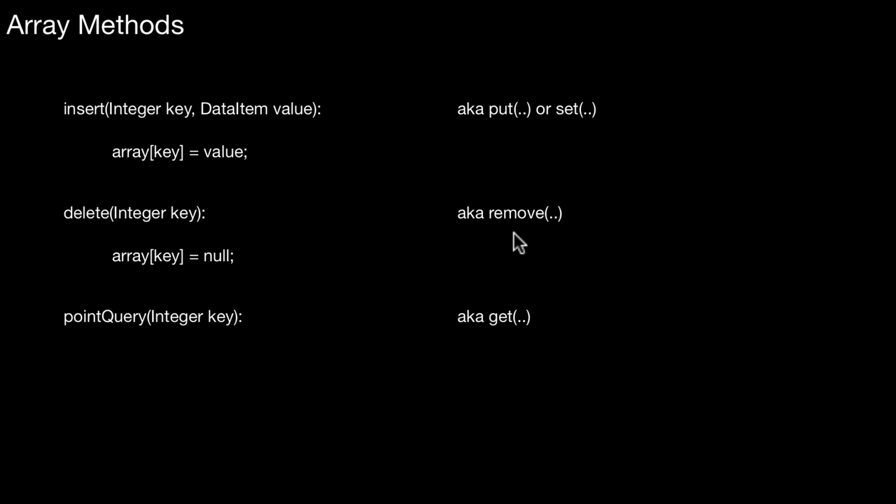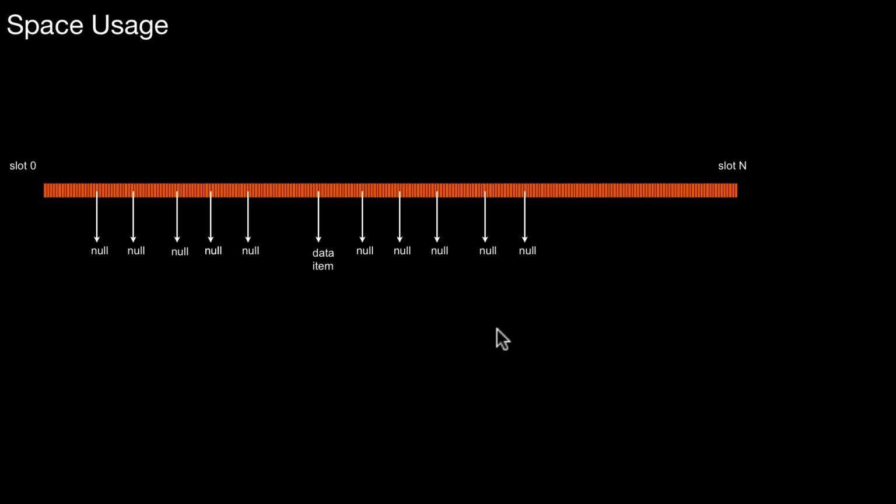And the third method is what I call the point query. What this says is I want to have all the entries from the array with that specific key. So basically you return the slot that has that key. And of course this is also sometimes called the get method. So space usage, as I explained already, might be tremendous. This might lead to problems.